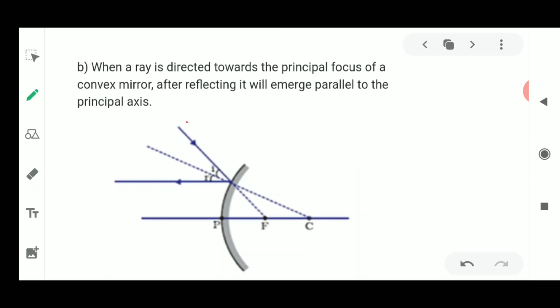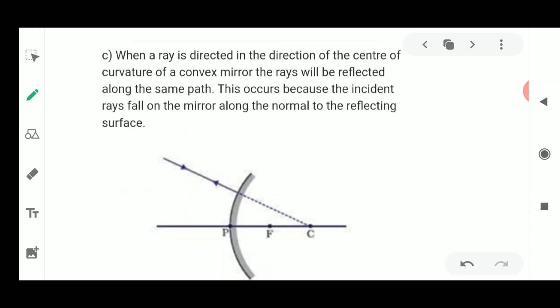Now this ray of light which appears to come from the focus is always going to pass parallel to the principal axis after the reflection. So this is rule number two for the convex mirror. Now we go on to the next rule, that is rule number three.